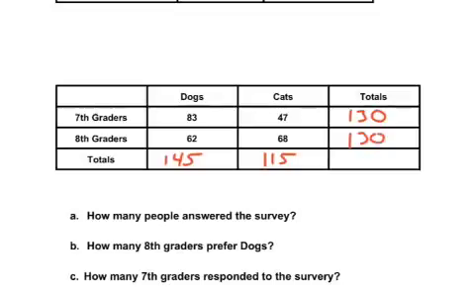So I'm going to add up 145 and 115. And Victoria, what do you get when you do that? 260. So you get 260. Now, if you did everything correctly, that means this column of 130 plus 130 should equal 260. And, of course, that does. So I added them up correctly.